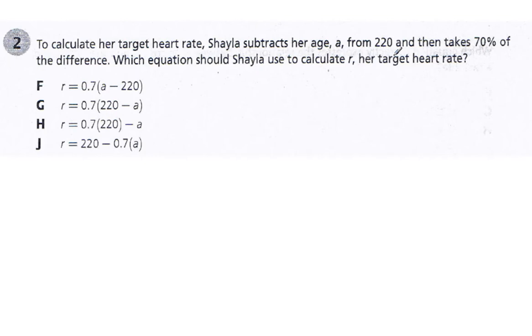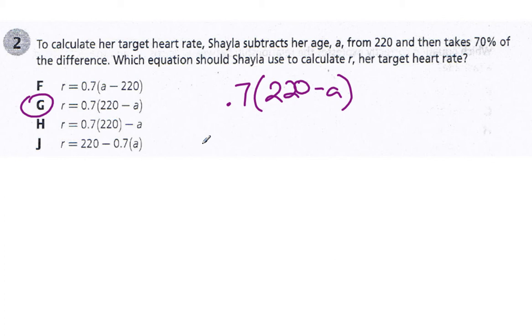Okay, nice and easy. Number 2, calculating your heart rate. She subtracts her age from 220, then takes 70% of the difference. Which equation should she use to calculate that? So she subtracts her age from 220, so that's going to be 220 minus her age. And to take 70% of something, that's to multiply. You can't multiply a percent, so we turn it into a decimal, so that's going to be times 0.7. Do we have an answer that looks like that? We do.